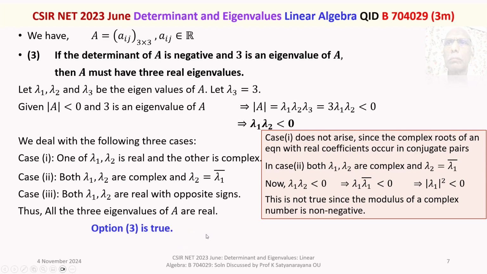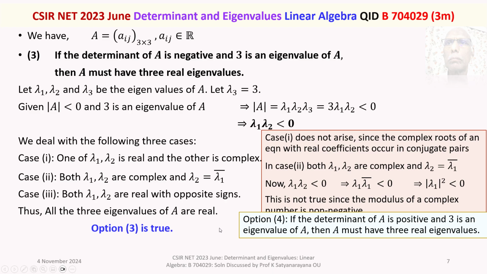Now, so far we have seen the first 3 options: option 1, option 2, option 3. They are all true, and we are asked to find a statement, an assertion, which is false. The assertions given in option 1, option 2 and option 3 are all true. By elimination, option 4 must be the false statement.